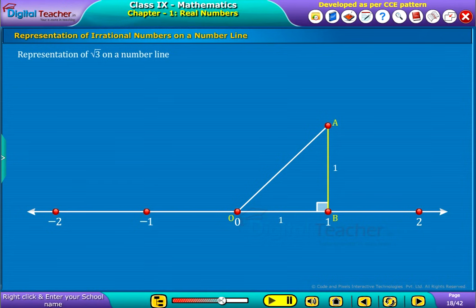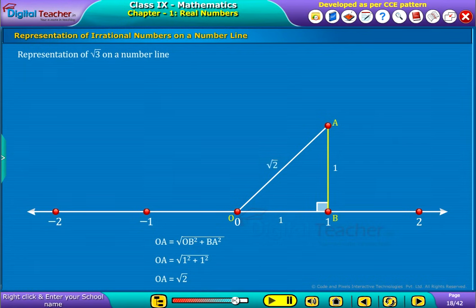Now, to find the distance OA, we use Pythagoras theorem. From Pythagoras theorem, OA is equal to square root of OB square plus BA square, which is equal to square root of 1 square plus 1 square, that is root 2. So, the distance OA is root 2.